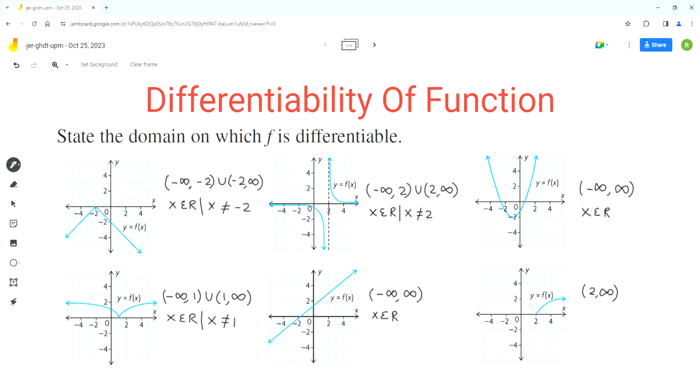There's a very important concept we need to keep in mind. 2 is not part of the solution. In the other notation, we can write it as x ∈ ℝ and x is greater than 2, because at point 2, the function is not differentiable since it's a corner point.